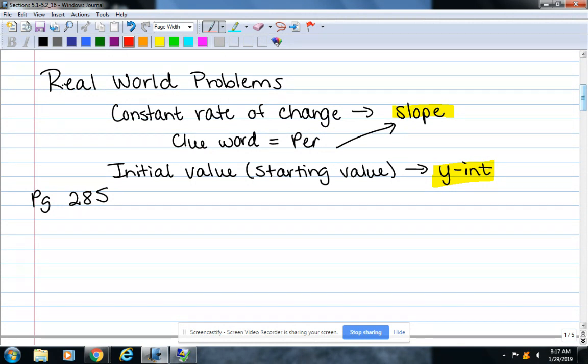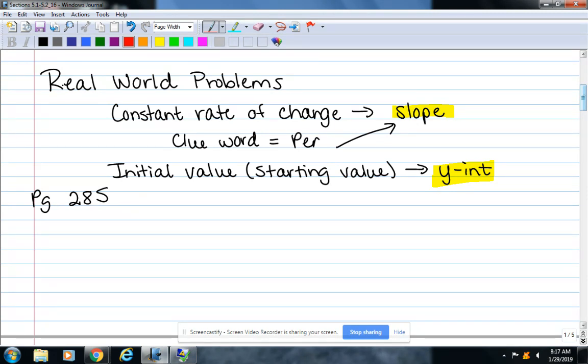Or papers graded per minute. You're talking about teacher terms, right? Questions answered per second. All right, so per is a clue word that also means slope. All right, $25 per day. That usually is our rate. Rate usually means over time, so that usually indicates slope.